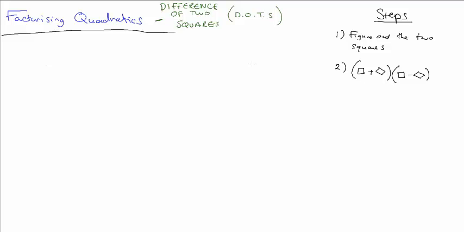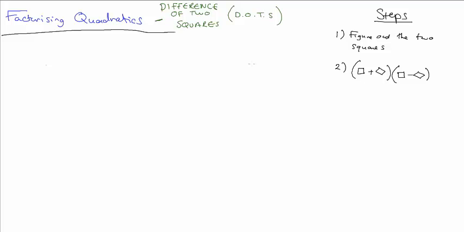Alright guys, the final section of factorizing quadratics. So really we've covered how to factorize a quadratic with a number in front of the x squared that is not 1, like a 2 or 3 or 5. Now the final one I want to do is called difference of two squares.